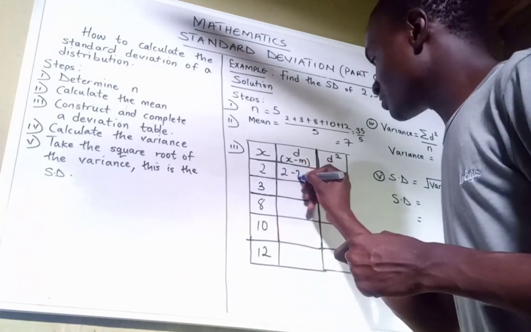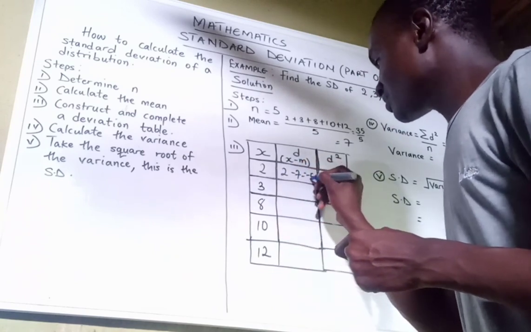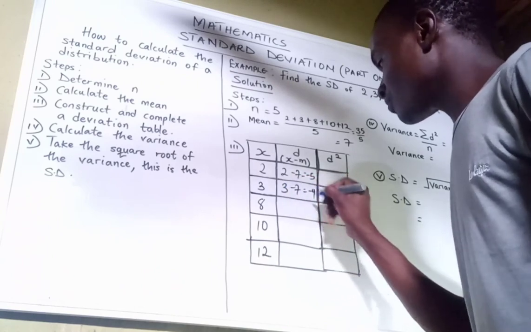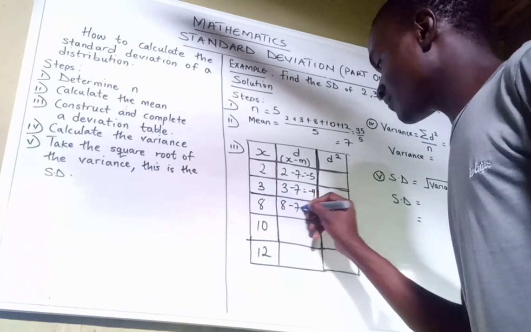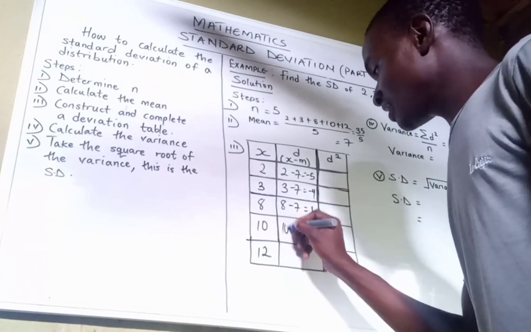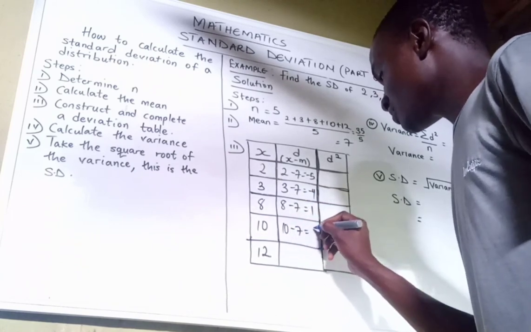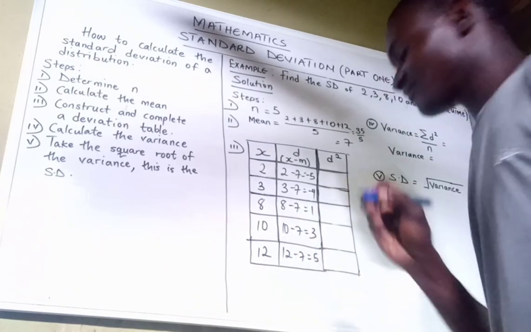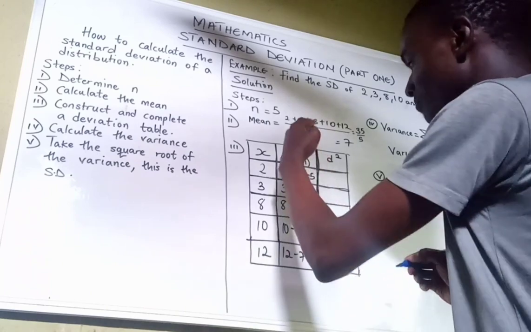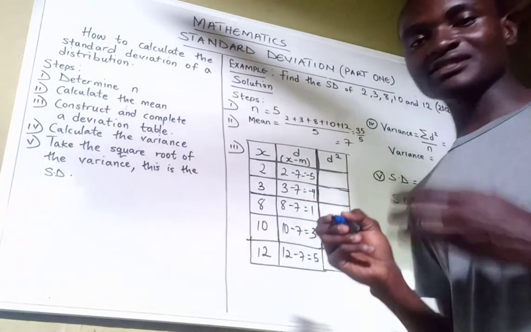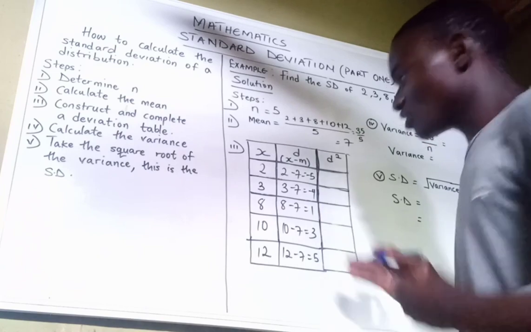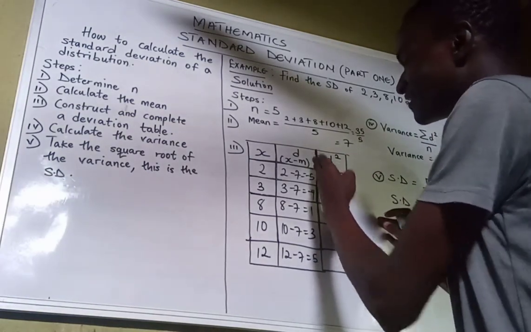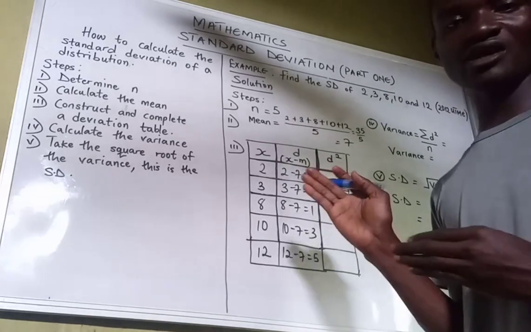You say 2 minus 7, that gives us minus 5. 3 minus 7 gives us minus 4. 8 minus 7 gives us 1. 10 minus 7 gives us 3. And 12 minus 7 gives us 5. Once you have completed the second column, the next thing is to complete the third column. You complete the third column by finding the square of what you have in the second column.